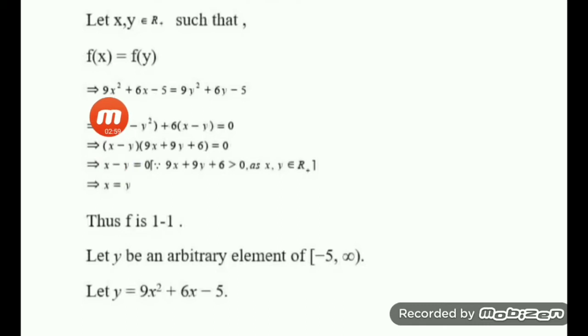After that, I have written this step. We are taking common 9. What is left inside the bracket? x square minus y square. Again, from these two terms, we can take common 6. What is left in that case? x minus y. So this step we have got. After that, this can be simplified again. x square minus y square can be written as (x plus y) into (x minus y). Isn't it?